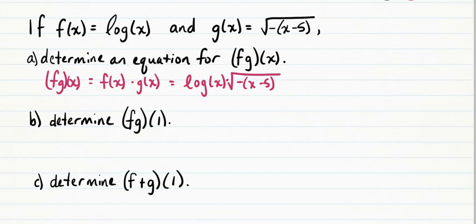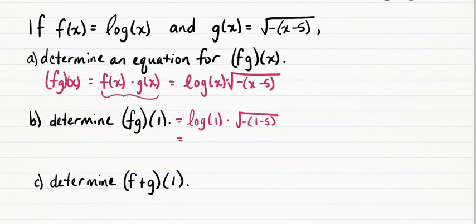If we want to evaluate f times g of 1, we simply either use this combined function that we just came up with to determine f times g of 1, or we could use this type of expression where we write f times g of 1 is equal to f of 1 times g of 1. So because we already have the equation written out here, we can use that equation. So we're going to have log of 1 times the square root of negative 1 minus 5.